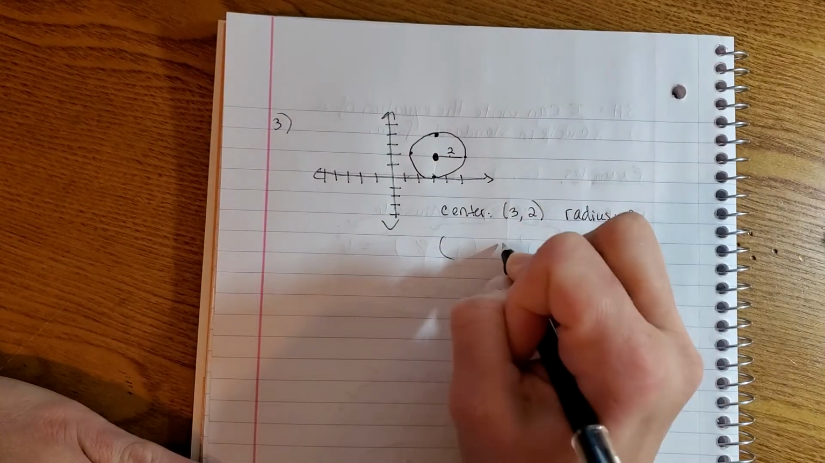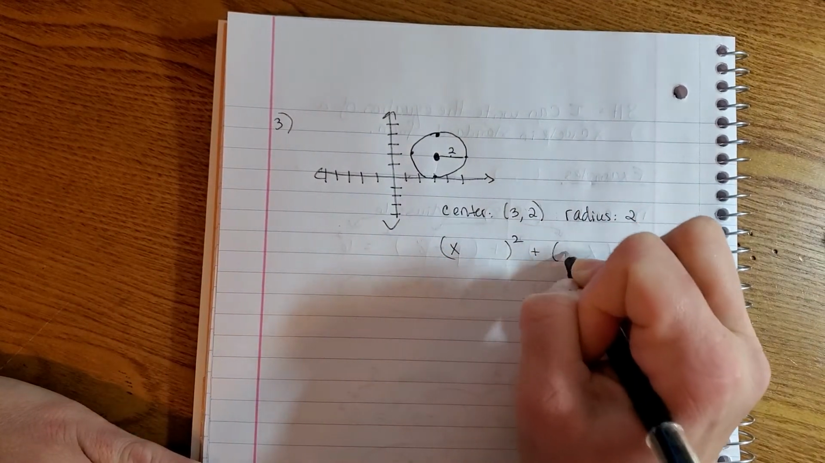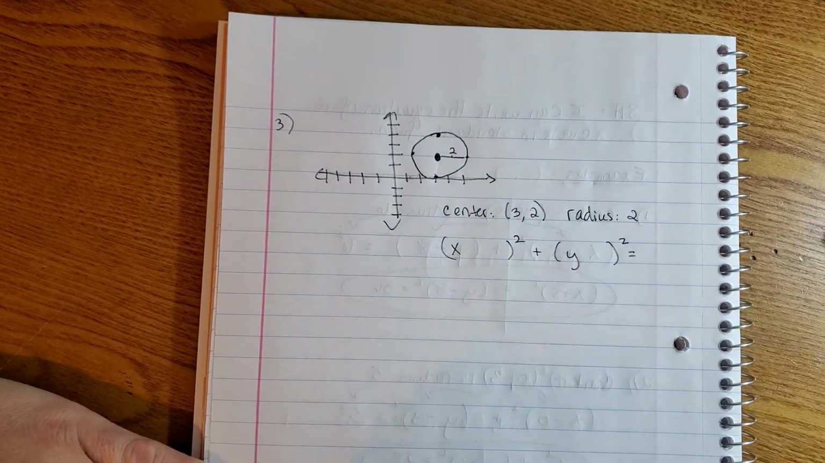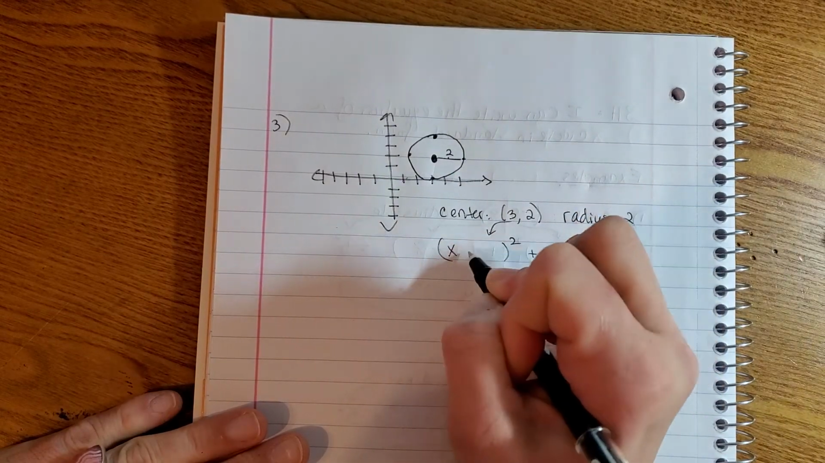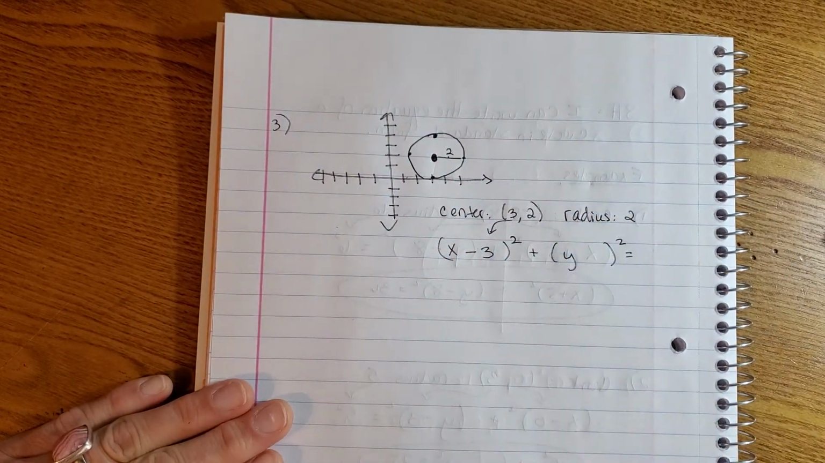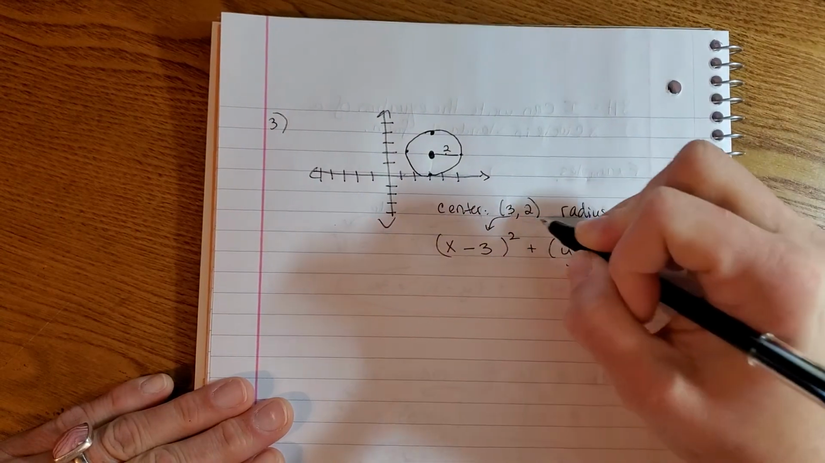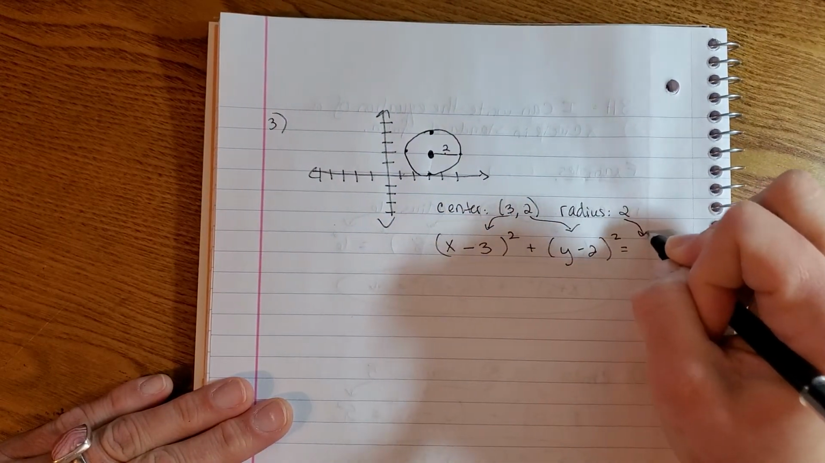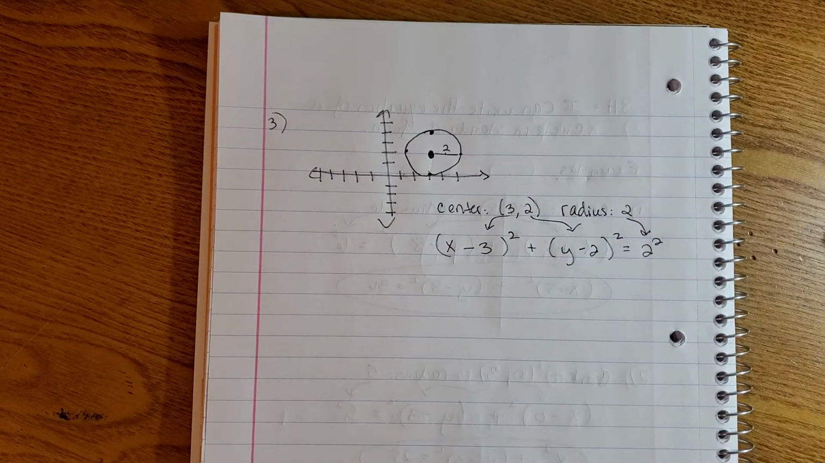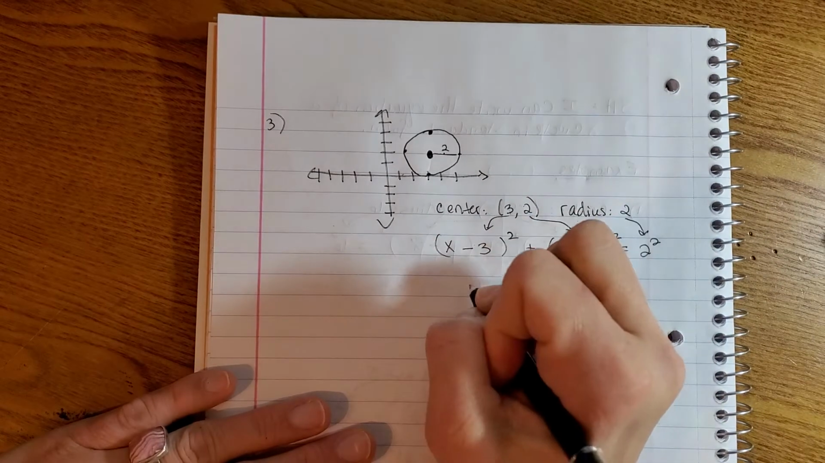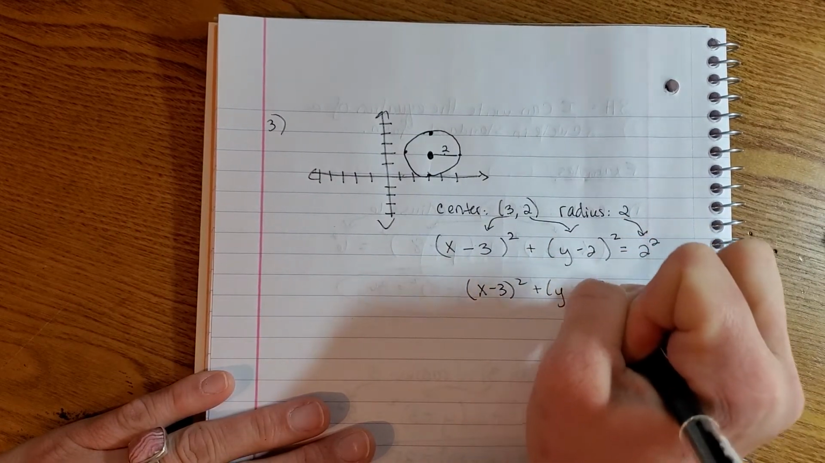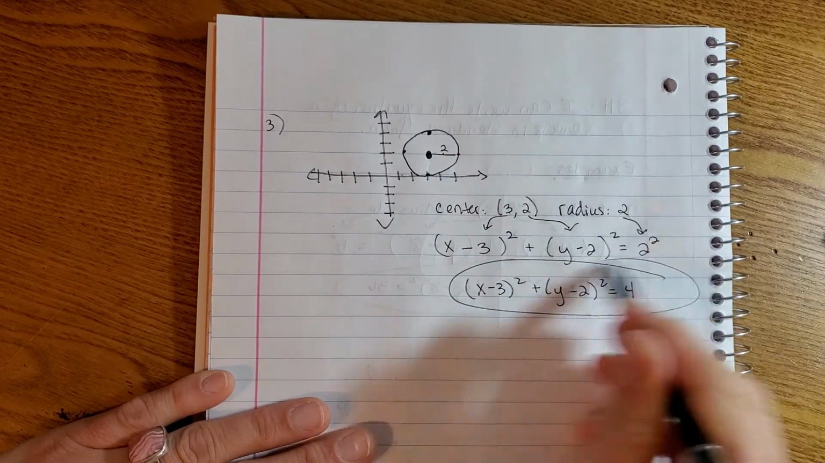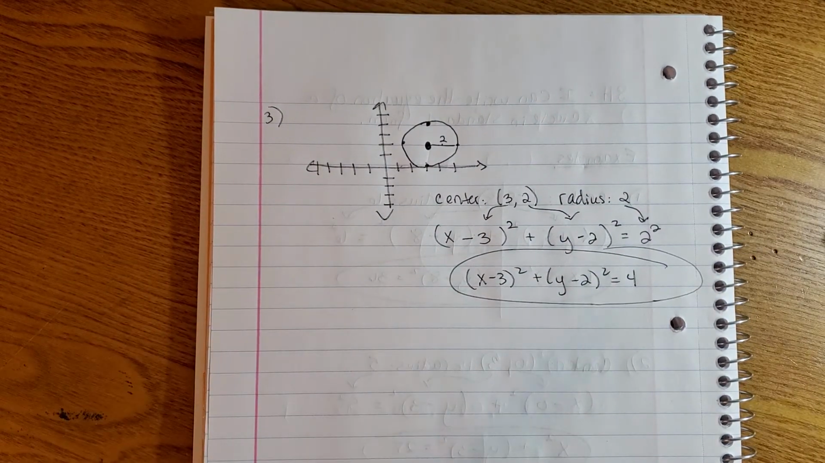So now I'm going to do the same thing I did before. And I'm going to go ahead and fill in my equation. So this would be x minus 3, because again we're changing the sign. Y minus 2. And then we're going to square that too for our radius. And there you go.